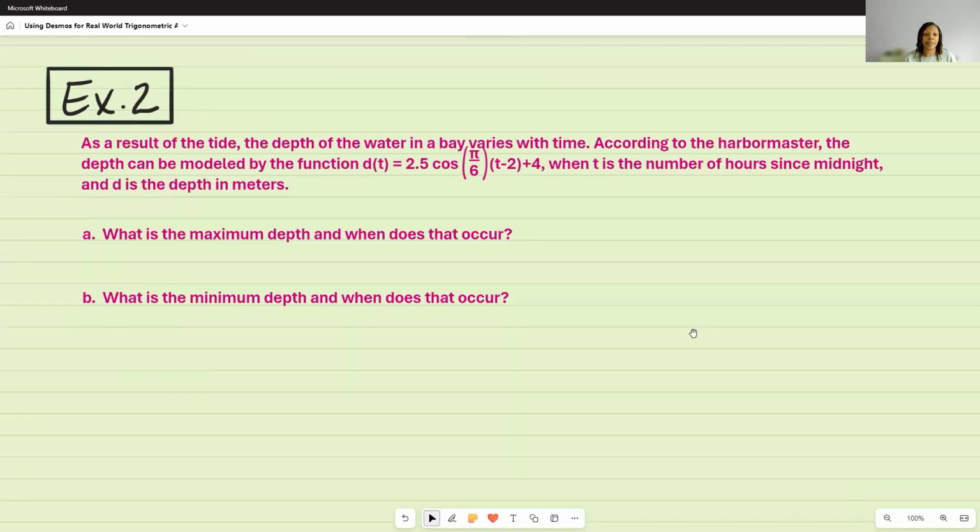And it says, as a result of the tide, the depth of the water in a bay varies with time. According to the harbor master, the depth can be modeled by the function d of t is equal to 2.5 cosine of pi radians over 6 times the quantity of t minus 2 plus 4, where t is the number of hours since midnight, and d is the depth in meters. I'm trying to find the maximum depth and when it occurs, and also the minimum depth and when it occurs.